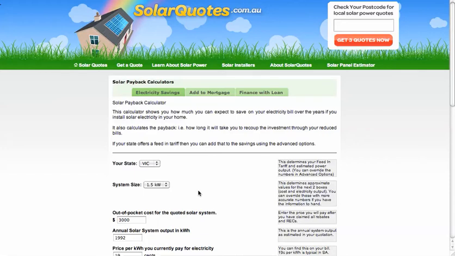on the website, the electricity savings calculator, which will hopefully help you decide whether the solar power system you've been quoted is financially viable. And as I mentioned in the previous video, this first calculator is the one you want to use if you are considering paying cash for your solar system. So here's how you use it.